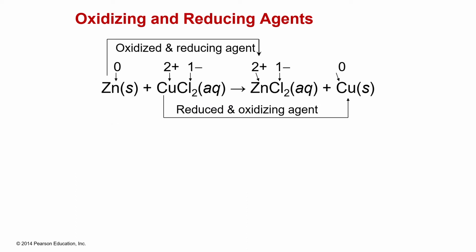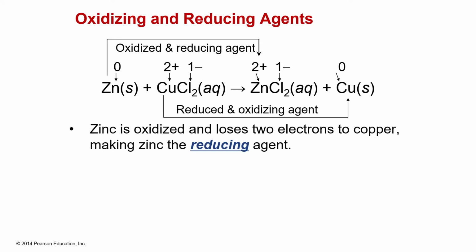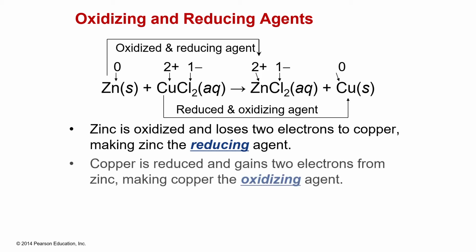Okay, so if we look back at our equation, we see therefore that zinc was oxidized and lost 2 electrons to copper. In other words, zinc was the reducing agent. It caused copper 2 ions to become reduced. In the same way, copper, starting with the copper 2 ions more properly, was reduced. It gained 2 electrons, but it gained those 2 electrons from zinc, meaning that the copper 2 ions are the oxidizing agent because they cause zinc to become oxidized.